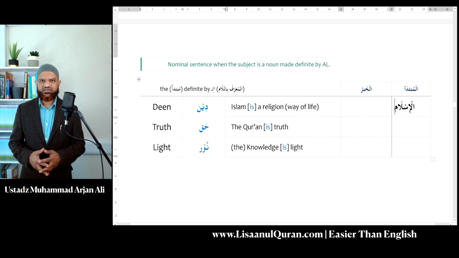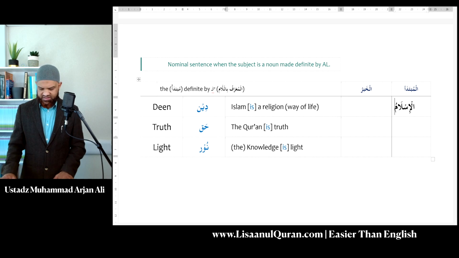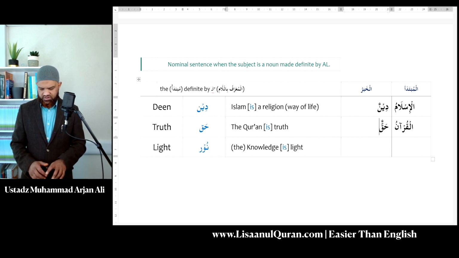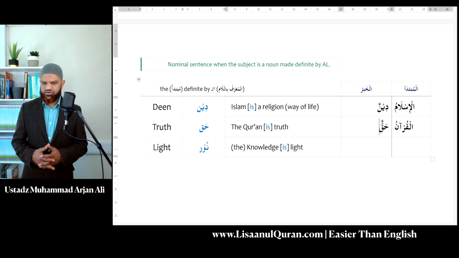I hope you've done the task. The word Islam needs to be in the rafa status, so al-Islamu. And deen, we've got the spelling there for you. So deen needs to be also in the rafa status, deenun. I hope this is easy, inshallah. And the spelling of Quran should be like this. Al-Qur'anu, because it needs to be in the rafa. And the word for truth is haqqun. Okay, Al-Qur'anu haqqun. The Quran is truth.